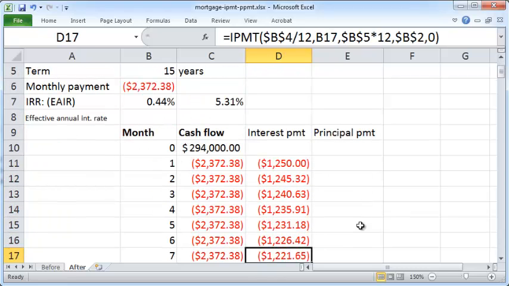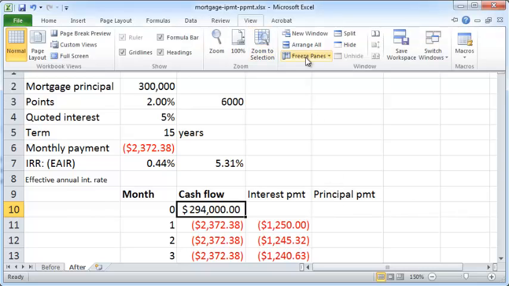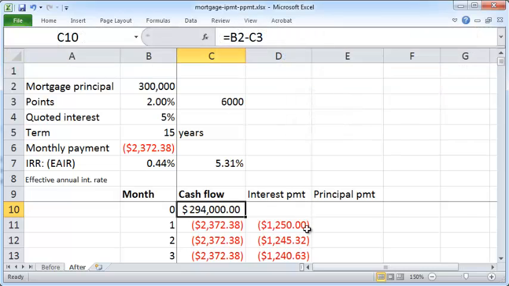Just so that we can see this a little better, I'm going to freeze this here. So we'll freeze it now, and I'm going to take my cursor to the C10 cell, and I will now go to View, Freeze Panes, and Freeze. And when you do that, you can see that you'll always see the headings and the numbers on the side.